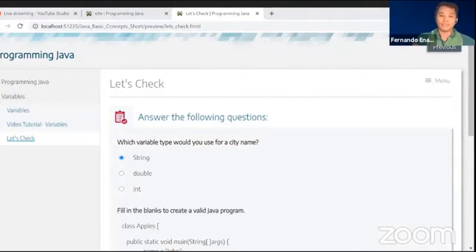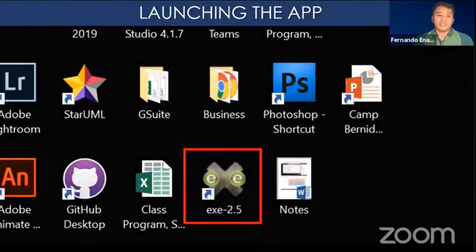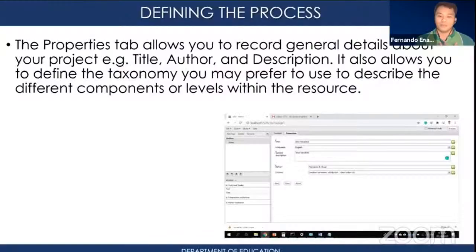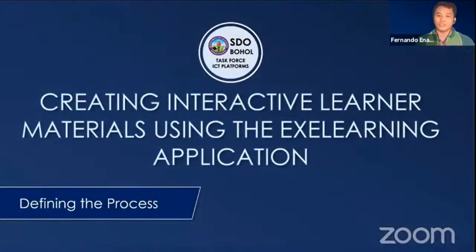Okay, so there are things that we actually need to do for us to be able to manipulate the system well. The first process that we do is what we call defining the process. So how do we define the process? Okay, it's just like this. Right, so let me just get back to my screen.